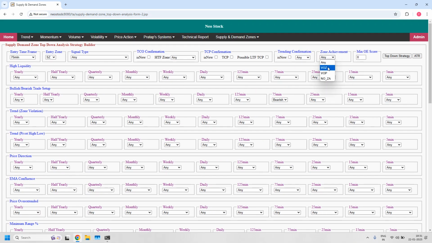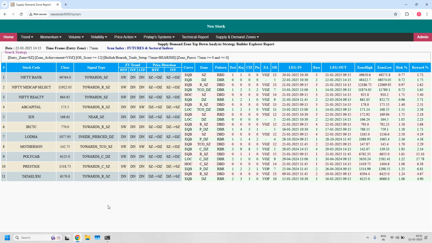Zone achievement violated opposing zone. Minimum odd enhancer score 12. All the 3 filters are applied to 75 minute supply zone. Now we got 11 stocks. These 11 stocks are supporting bearish trade setup for daily income trade.